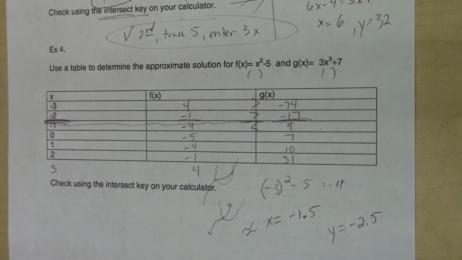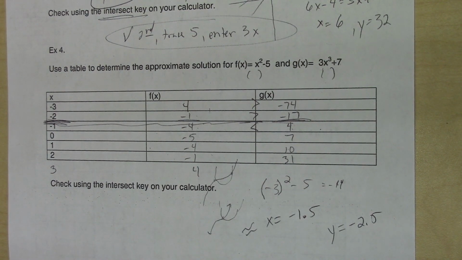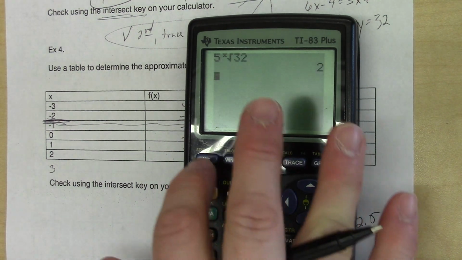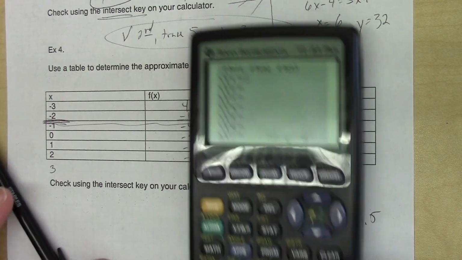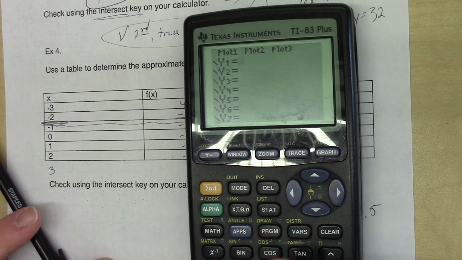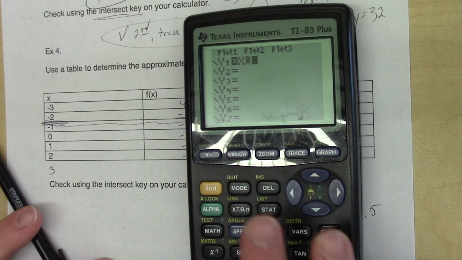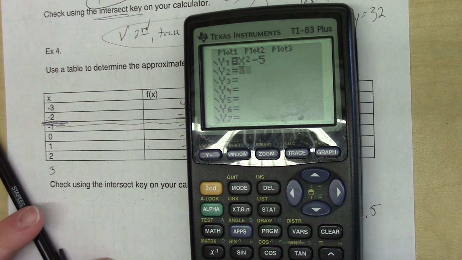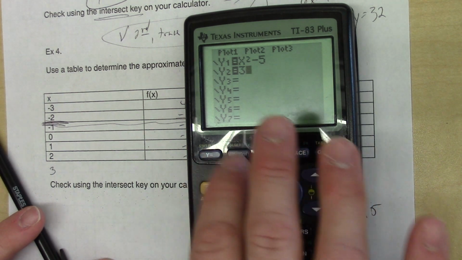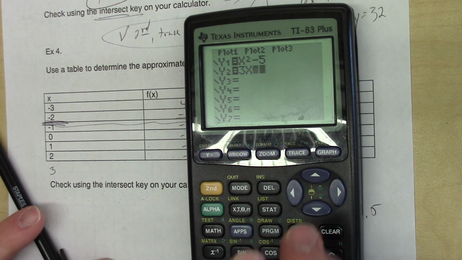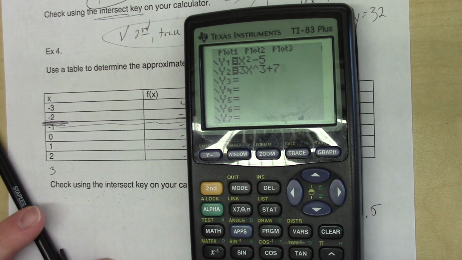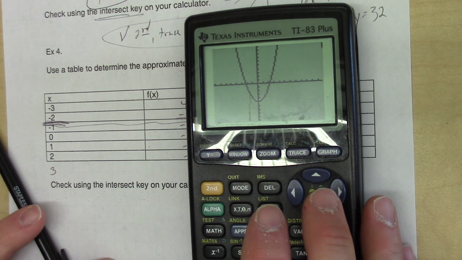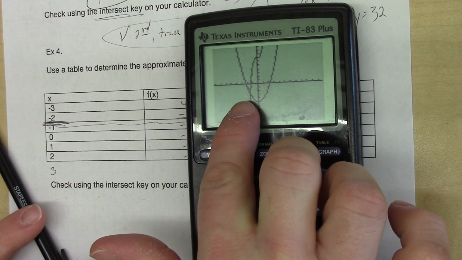And then when I go to plug it in, I can find the point of intersection, which, again, I'm going to show you quickly on here, but this is how you do it. I'm going to type in y equals the first equation, which is x squared minus 5. I'm going to type in the second equation, which is 3x to the third plus 7. And I'm going to find the point of intersection by pressing graph here. I see that graph. I see that graph, and I can see kind of where it was, right?